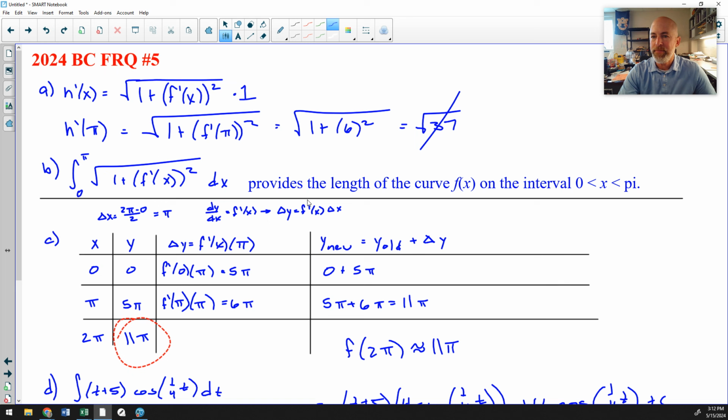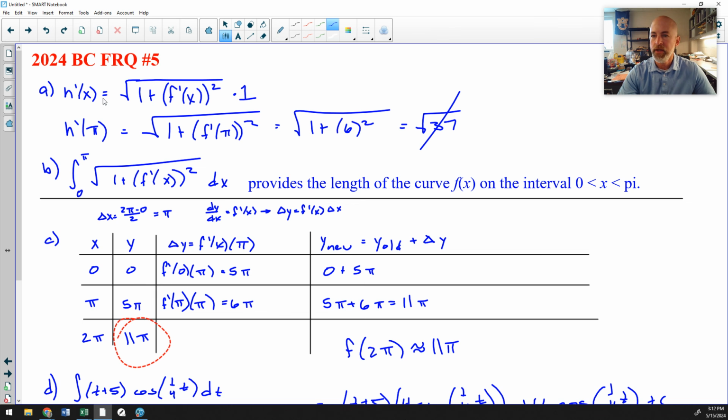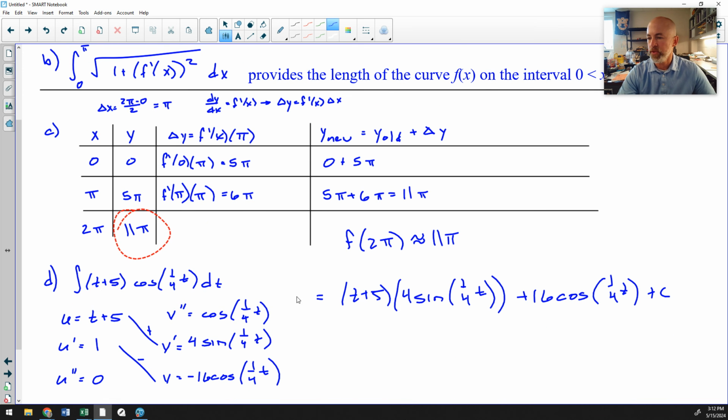Not that bad of a question, kind of all over the place. Some very disjointed topics covered in that. Got Euler's method, we have an arc length, we have fundamental theorem of calculus up here, and then we finish with an integration by parts. So they kind of covered a lot of territory with that question.